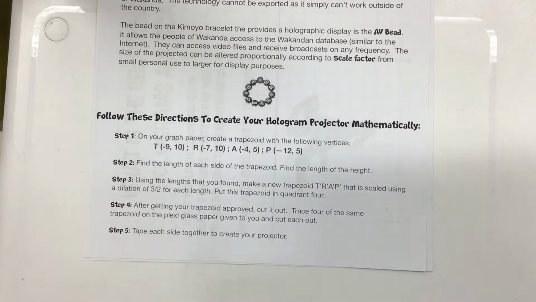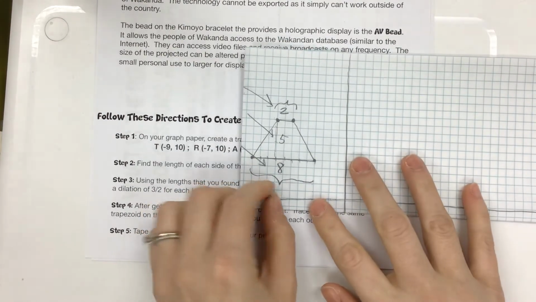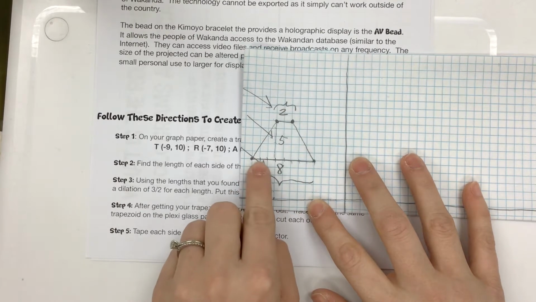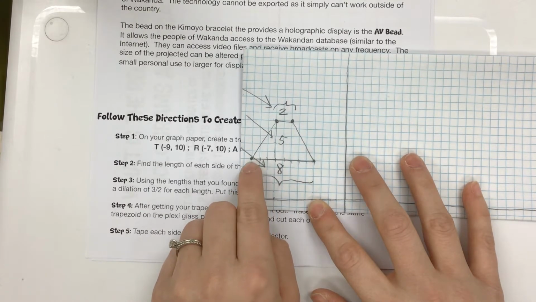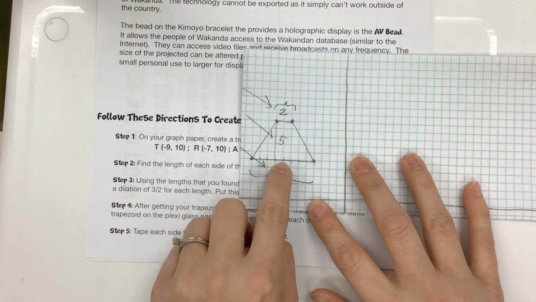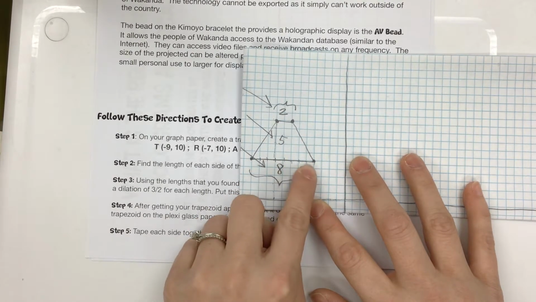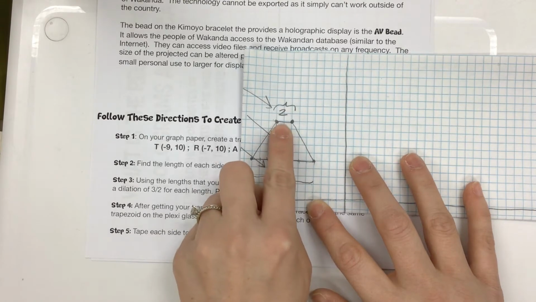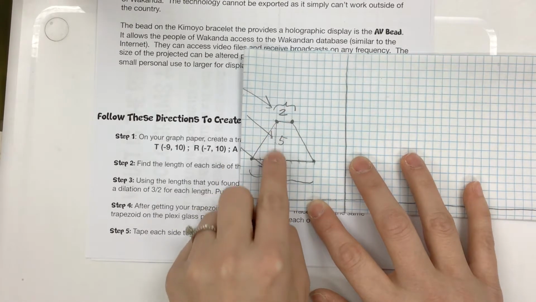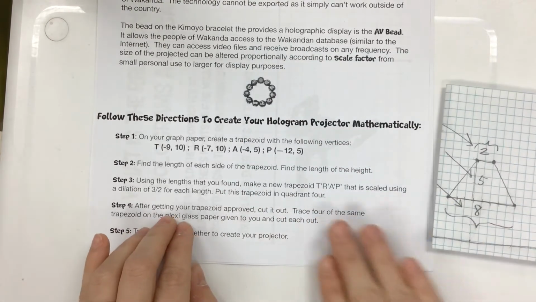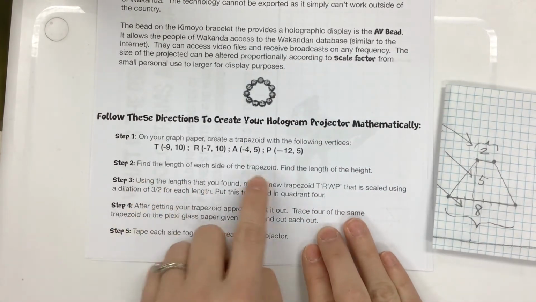find the length of each part of the trapezoid. So if you count, starting from here, 1, 2, 3, 4, 5, 6, 7, 8, okay, that's the length of the base. The length of the top is 2, and the height is 5, okay? So step 2, that's what we just did.